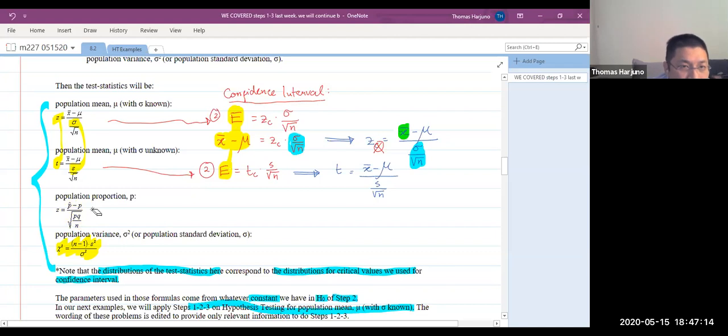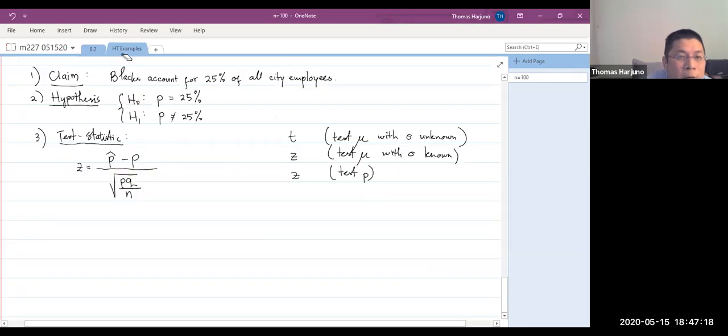Okay, I hope you can see that clearly. Going back there, the test statistic will be a z-score. It's p hat minus p over the square root of pq over n. No hat here, no hat here, no hat here. We don't use hat under that square root.